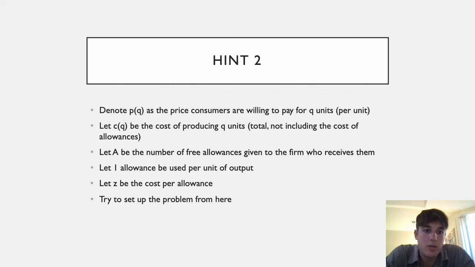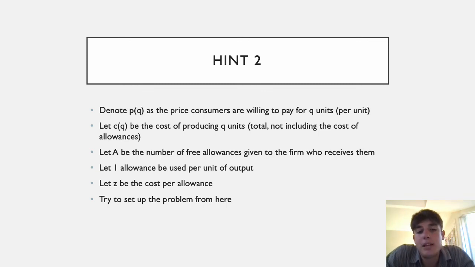Let C of Q be the cost of producing Q units. This is total cost, not including the cost of allowances. So I don't know, C of Q might be Q squared. So the cost of producing 10 units is 100.